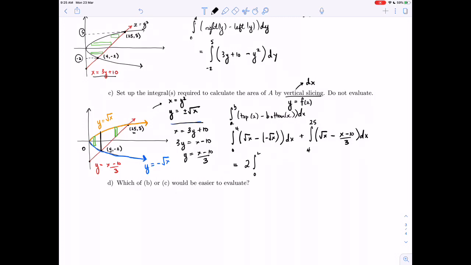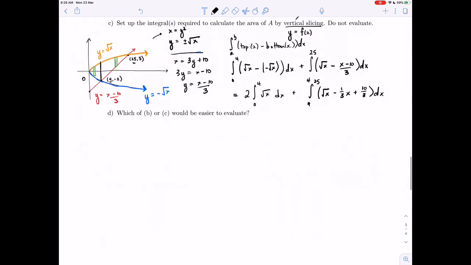And then just a little cleaning up that we can do here, so this will become 2 times the integral from 0 to 4 of root x dx, plus, and this one, there's not a lot that we can do, but why don't we separate things a little bit as if we would need to integrate, although we don't, because the question says do not evaluate, but I can separate and bring through the minus sign, and there is the final answer for part C.